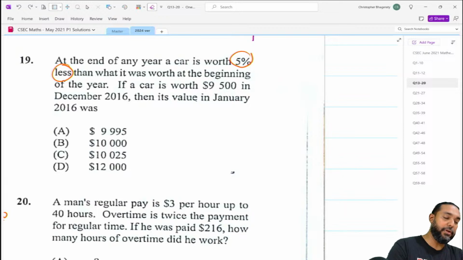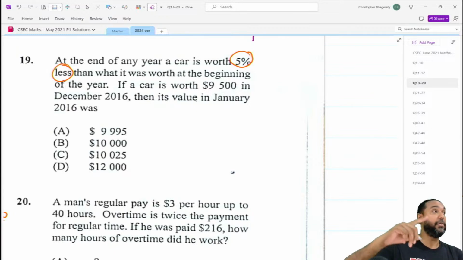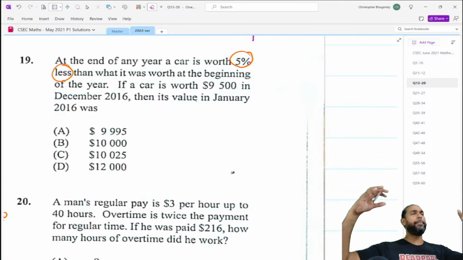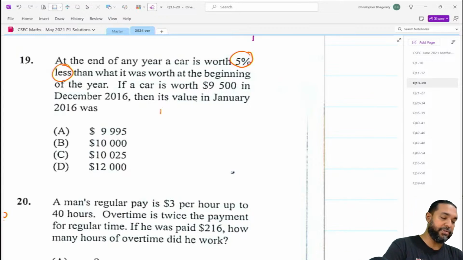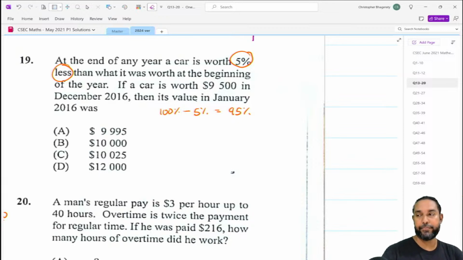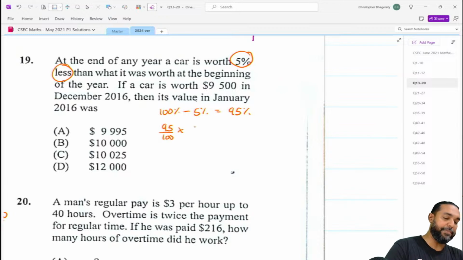So check this. If it's 5% less, you're losing 5%. Yes, Shazina, that's correct. Brianna too. 5% less means you've lost 5%. If you take 5% from a whole, what percentage is a whole? 100%. If you've lost 5%, that's going to give us 95%. So what we are saying is that the value at end is 95% of the value at start. To find the value at start, we could take the 9500 and divide it by the 95%.